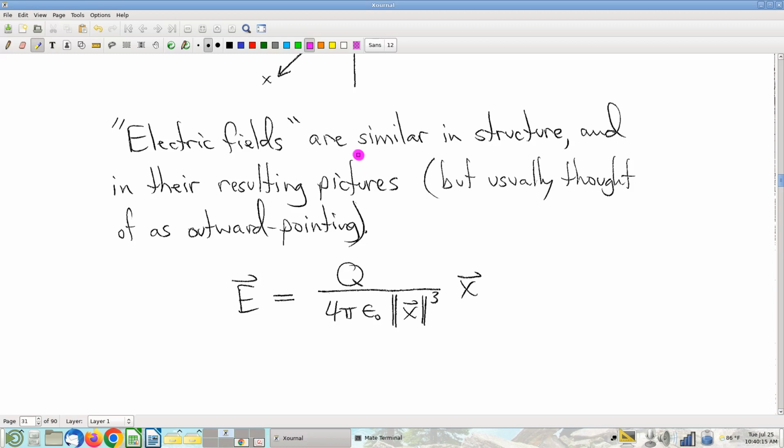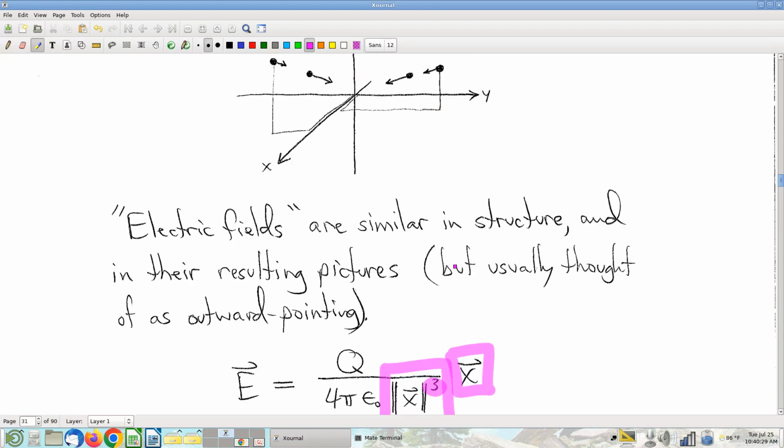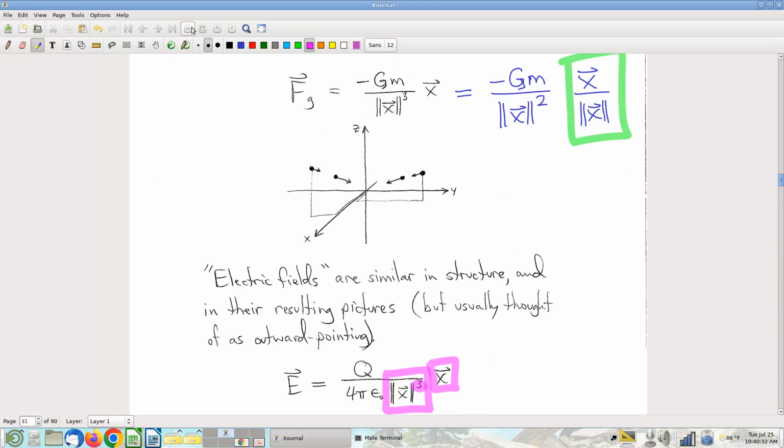And interestingly, you'll notice that they're similar in structure. They, too, are a 1 over the magnitude of x cubed times the position vector x. It's got that same formula, same aspect of the formula as this, right? The only difference is that the constant there is different from the constant there. Slightly different constants because they're different physical phenomena, different physical details, basically, right? But structurally, they look exactly the same.